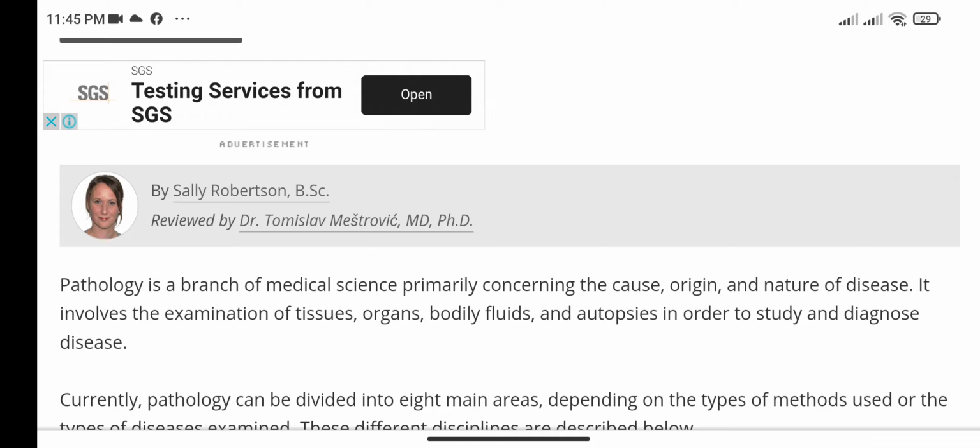What is pathology? Today we will discuss what pathology is as a branch and its sub-branches. Pathology is a branch of medical science primarily concerning the cause, origin and nature of disease. It involves the examination of tissues, organs, bodily fluids and autopsies in order to study and diagnose disease.